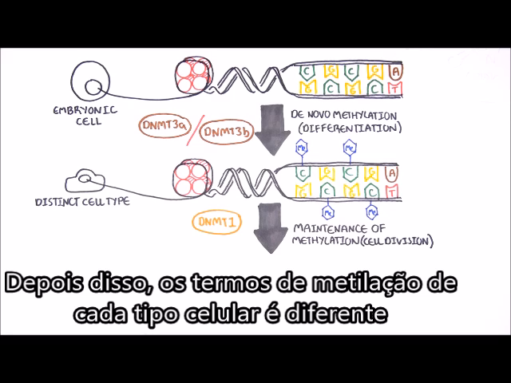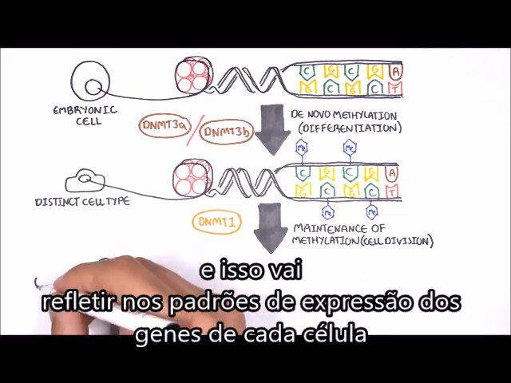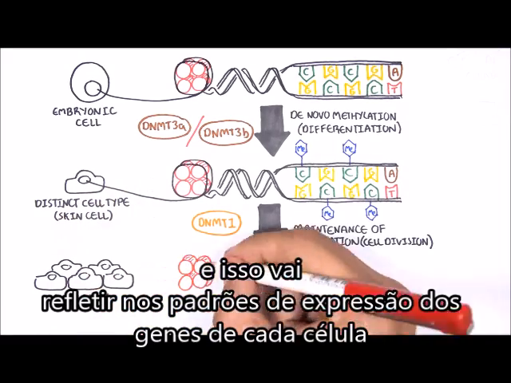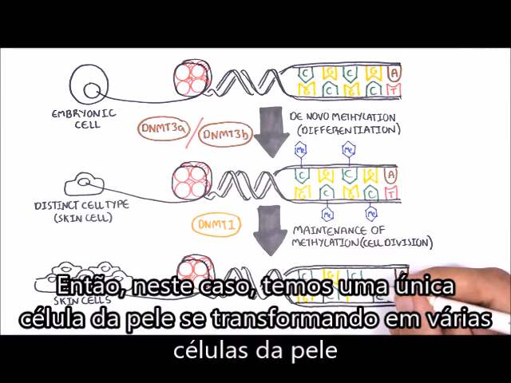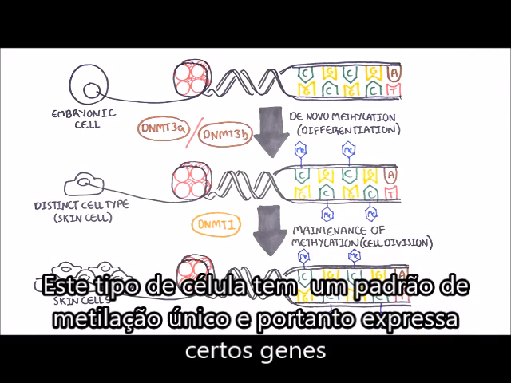The methylation pattern of each cell type is different, and this reflects the gene expression pattern of the cell. So in this case, we have one skin cell becoming many skin cells. This cell type has a unique methylation pattern, and therefore expresses certain genes.